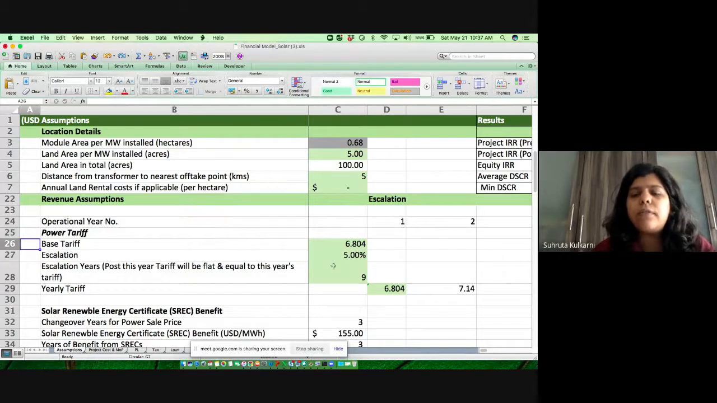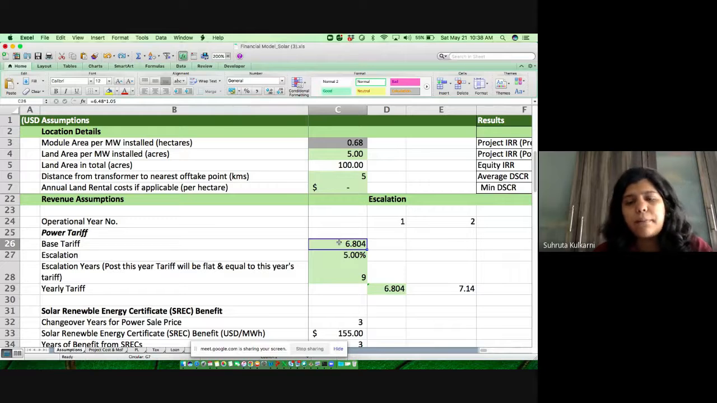Now where will this assumption come from, right? In the assumptions, the number is one thing. What's the backup of the number? So this number has come from a MOU that I have done with a power purchasing organization, which is a distribution company, or it could be an industry which is going to buy power from me. Before the project is finalized, I do certain MOUs with different vendors.